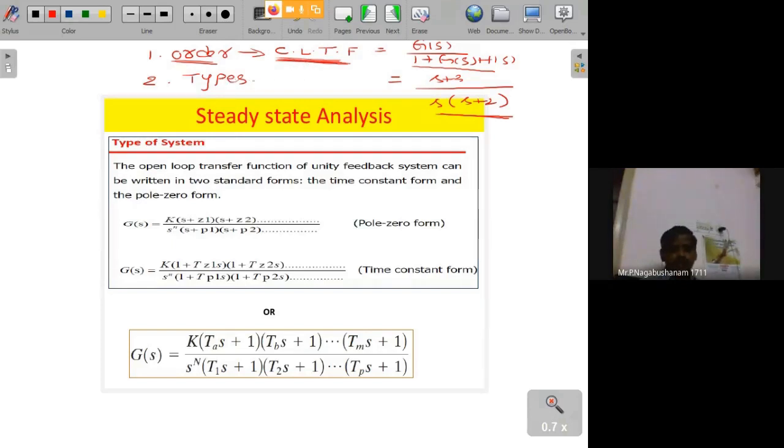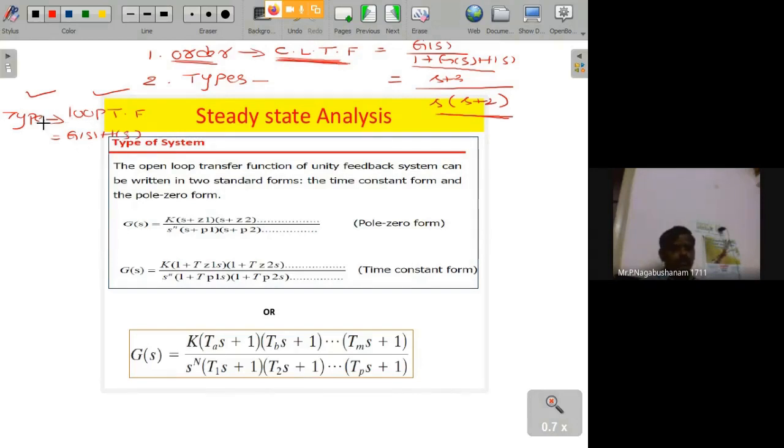Next, what is a type number? Let me write it here. For the type number of a system, we require the loop transfer function. Loop transfer function means G(s)H(s). Type is always dealing with the loop transfer function. Order is always dealing with the closed loop transfer function.